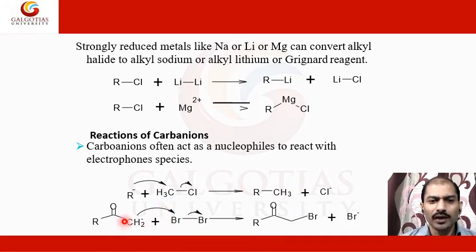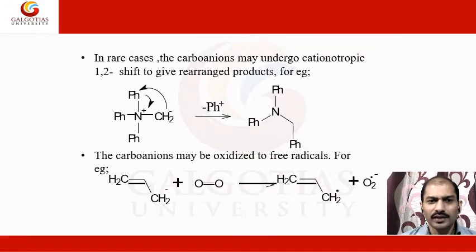So similarly, in this kind of reaction, you can see this is the carbon and carbon. Reacting with the bromine, they can add the bromine from this side. So bromination can take place this way. This is another excellent example. The carbanion may also undergo a cationotropic 1,2 shift to give a rearranged product. So here you can see how the 1,2 shift takes place. You can see this group is shifting over here.